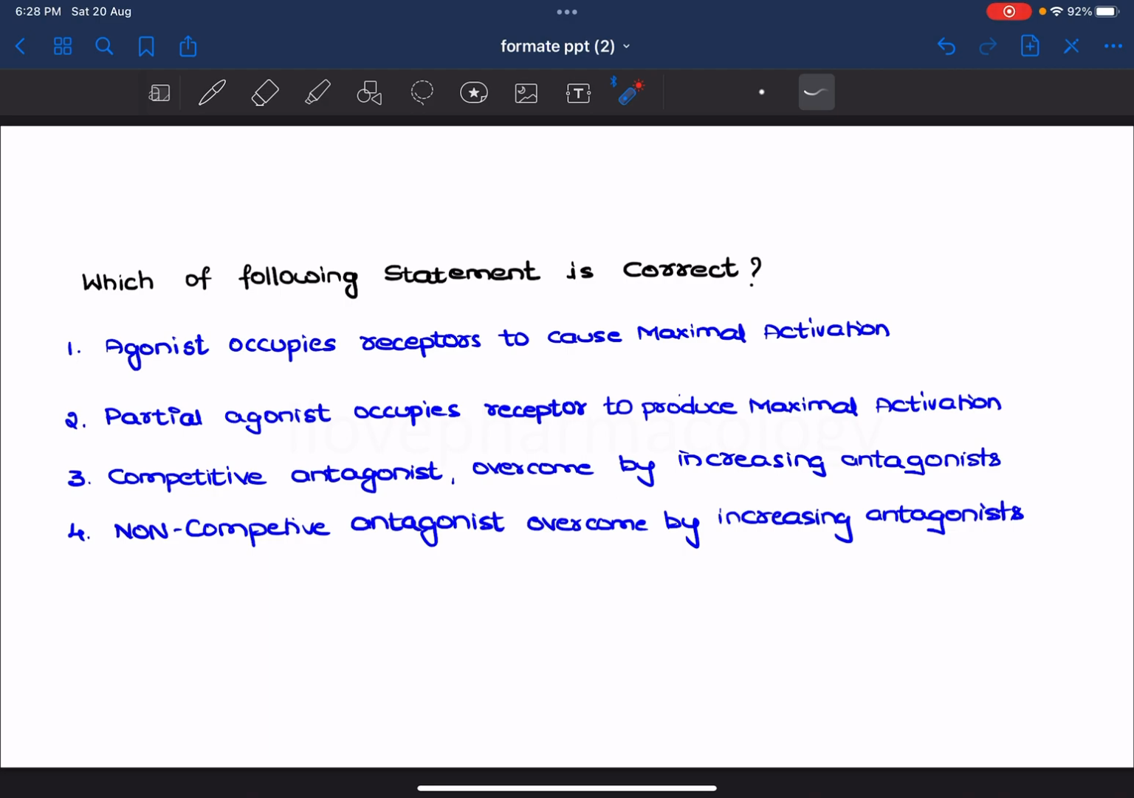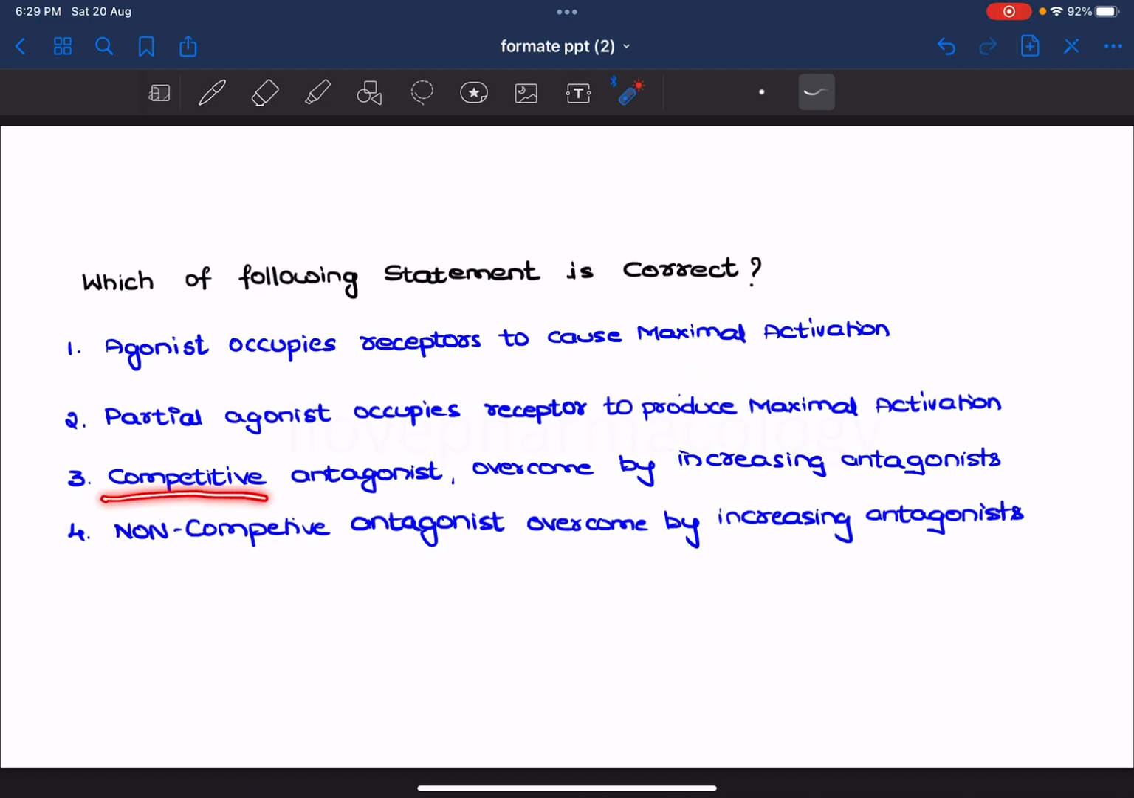so if you have chosen option 1, that is right. Agonist, whenever it occupies the receptor, is going to produce the maximal response. Please remember the partial agonist will occupy the receptor similar to that of the agonist, but there won't be any maximal response.